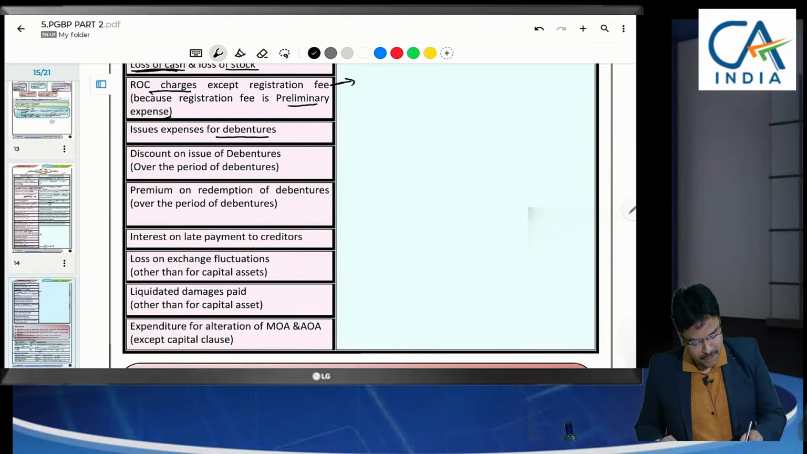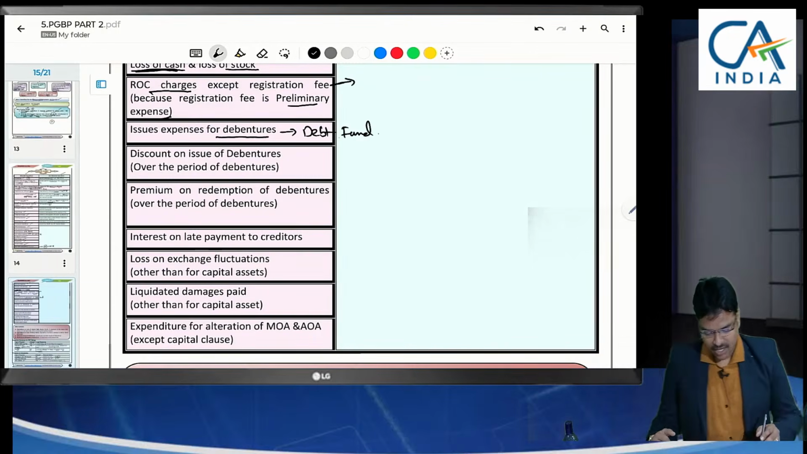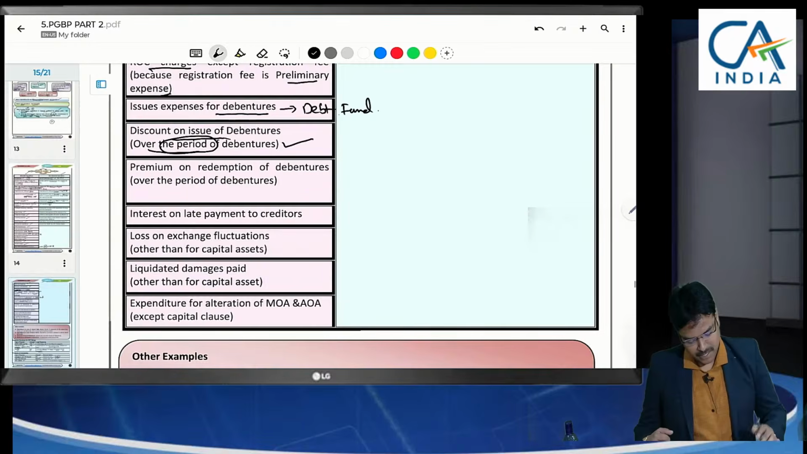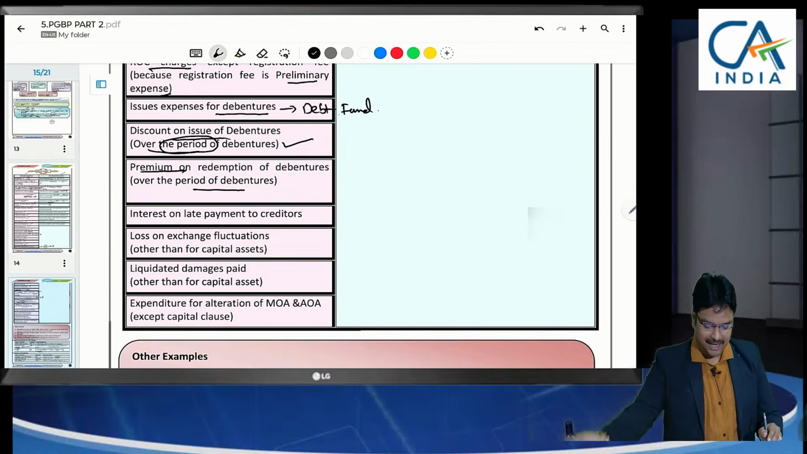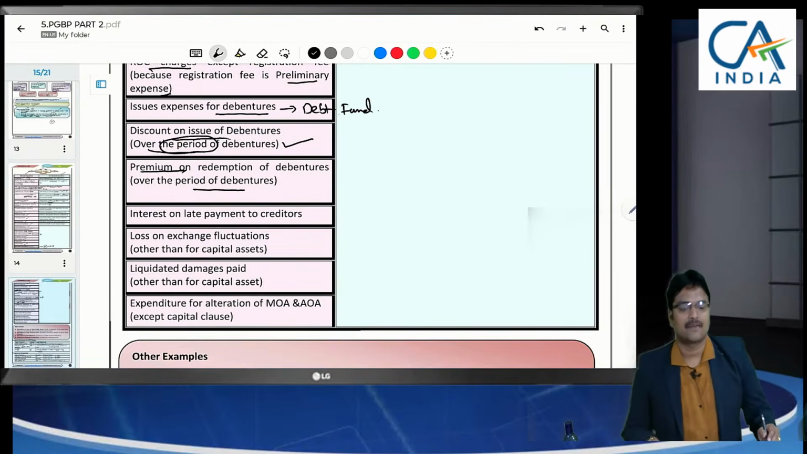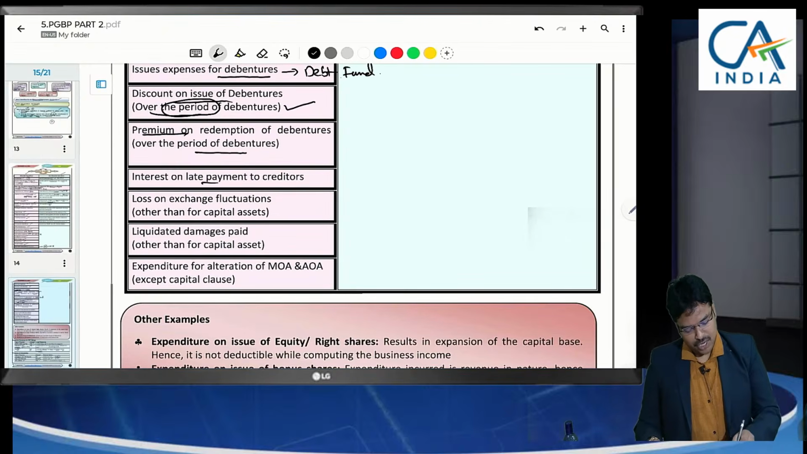Expenses for issue of debentures, debentures means nothing but debt fund. Discount on issue of debentures, over the period of debentures we need to amortize. Premium also over the period of debentures, premium paid at the time of redemption also over the years, how many years it was there, that many years they need to amortize. Interest on late payment to creditors we can claim as expense.